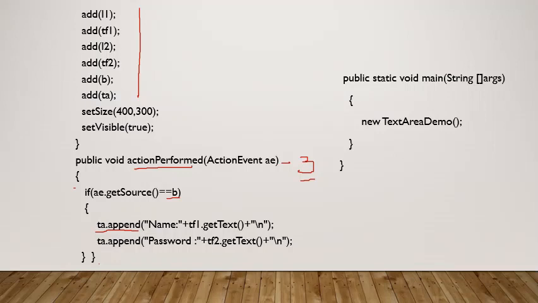Okay, so here name, and then TF1.getText gets the text, whatever you have typed in text field 1, and in the password it again gets the text whatever you have written in text field 2. At the end of both these lines I have given a new line. That means after writing the name, whatever name is entered, the control should go to the next line. Then only it should print the password, and again after printing the password the control should go to the next line for the next set of data.